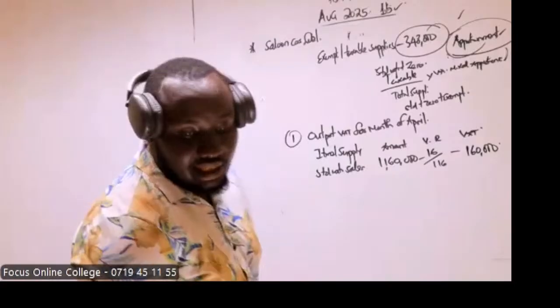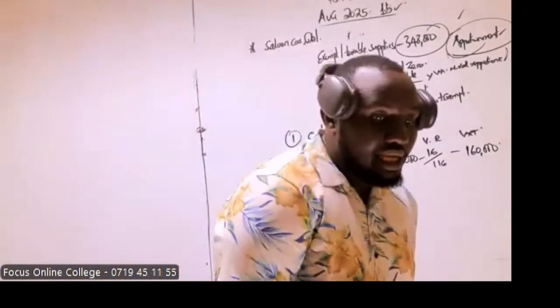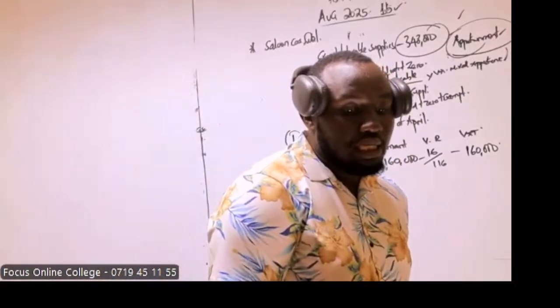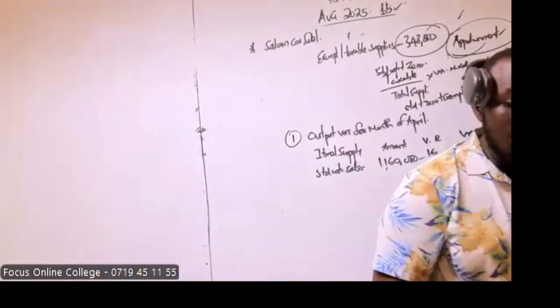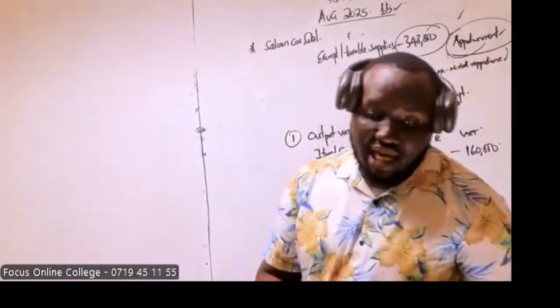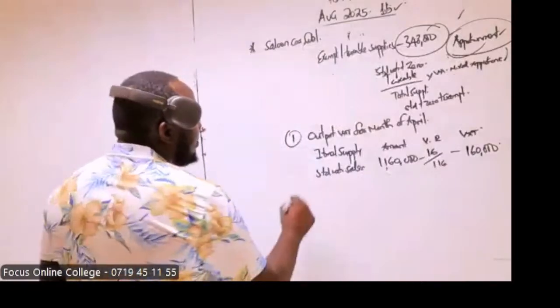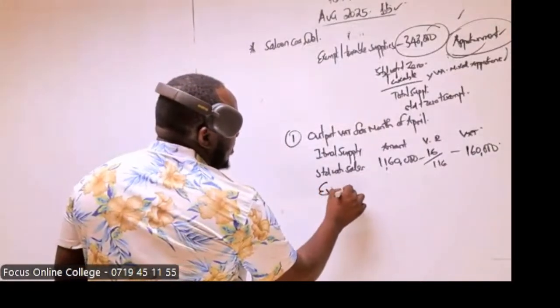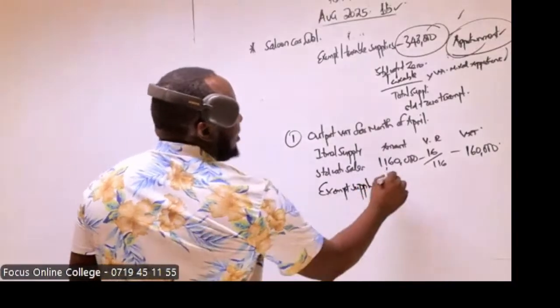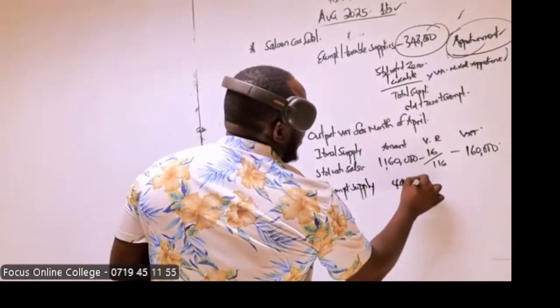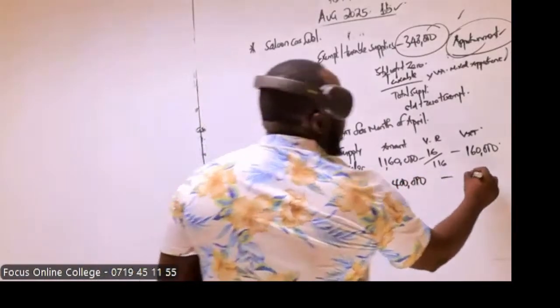Do you have zero rated in this question? For this particular question, we don't have zero rated, but we have exempt supplies. What is the figure for the exempt supply? Is it 400,000? So we have a dash and a dash.